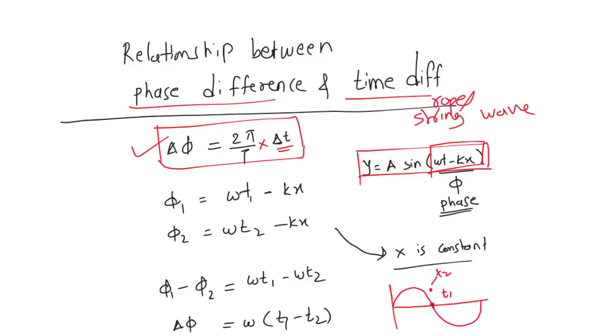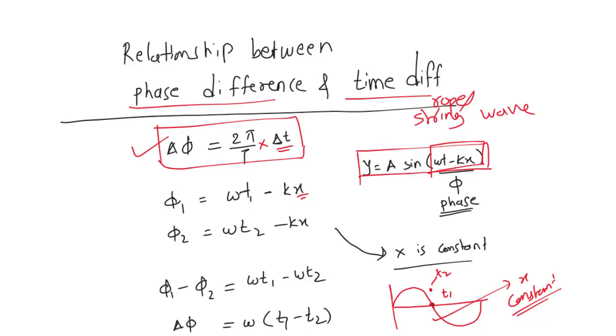Okay, so you can see that x is constant over here. x is not changing. What is changing is just this t1 and t2. At different points of time, this particle is changing its position along the y-axis, not the x-axis. And that's why we can say that x is constant.